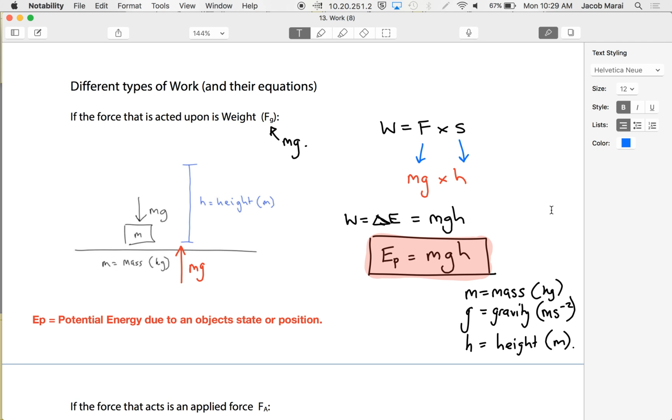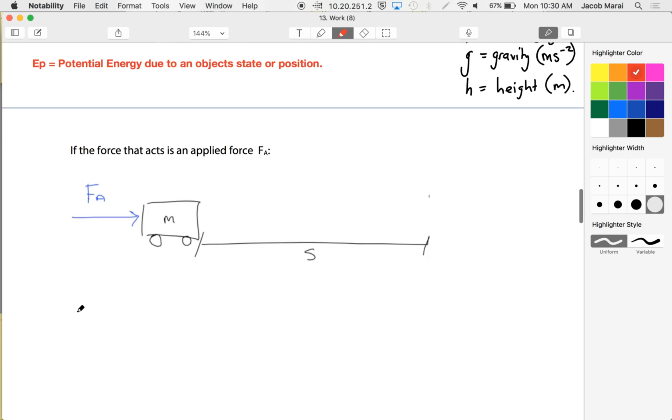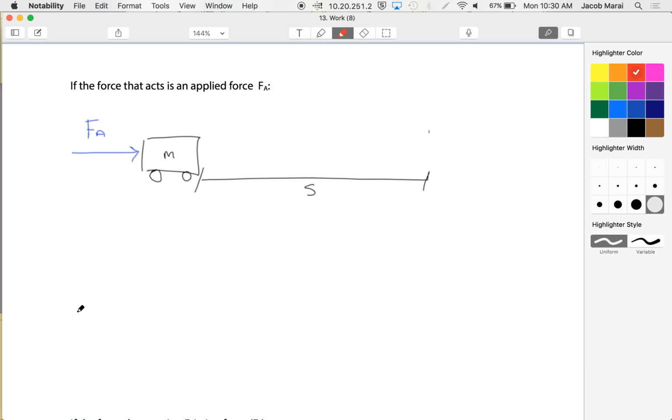Next, so that's if the force that we act on the object is the weight force, then we do work and the energy goes into potential. Let's go to another scenario.